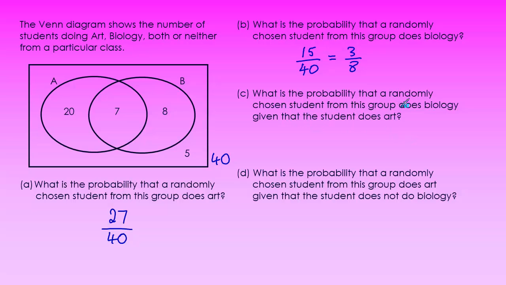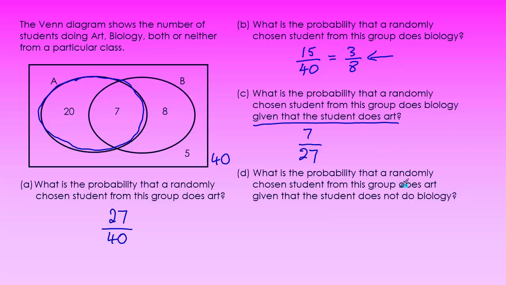What is the probability that a randomly chosen student from the group does biology given that the student does art? Now this is where the conditional comes in. We know some more information. Therefore we are only choosing from these students because we know that the student does art. And that means the denominator becomes 27. How many of these do biology? 7 of them. So the probability is 7 out of 27. And note that isn't the same as 3 eighths.